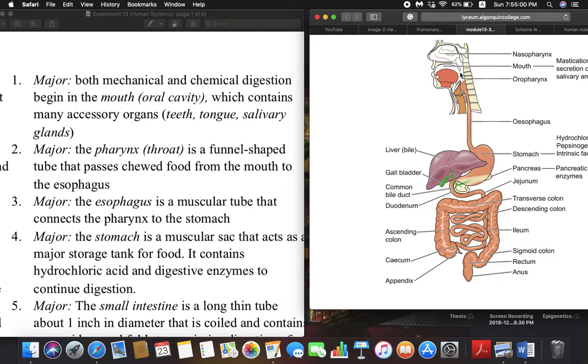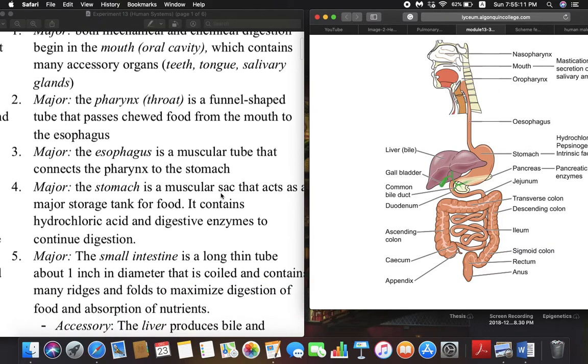Next, after the food is swallowed, it goes into the pharynx. Here it's called oropharynx and oroesophagus, but esophagus with an O. But forget about it. For the material of the exam, we need to know them as pharynx and esophagus without the O at the beginning. So the pharynx is another word for throat. It's a funnel-shaped tube whose function is to pass the chewed food from the mouth into the esophagus.